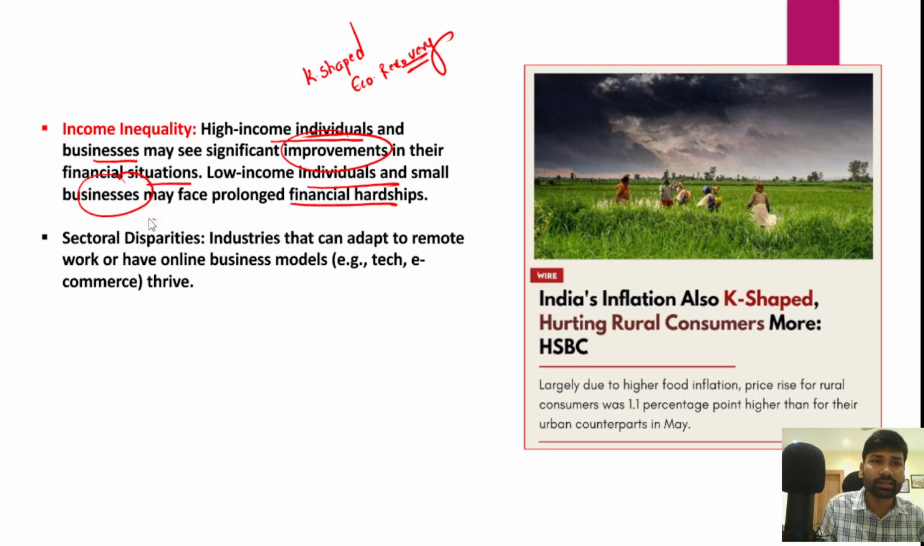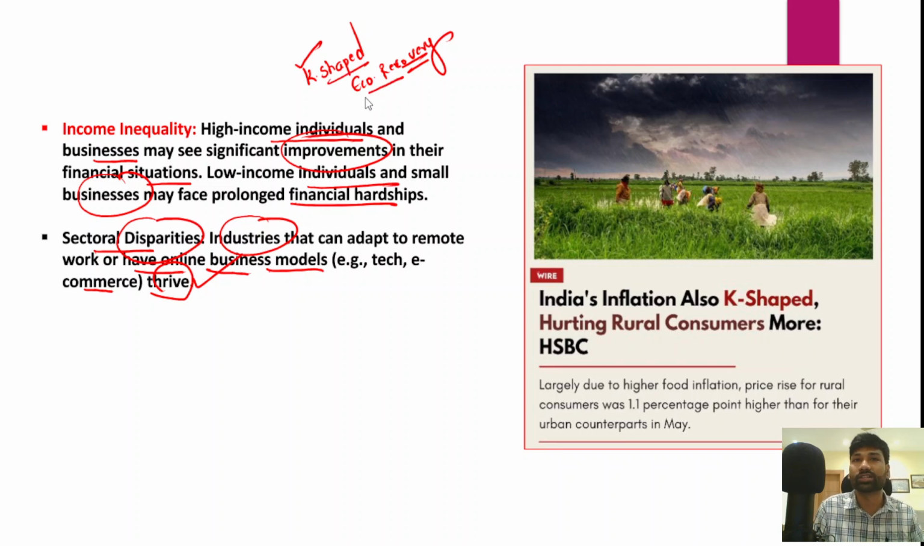However, there are some sectoral disparities also which are being caused by this K-shaped economic recovery. So of course, it is true, right? The K-shaped economic recovery results in sectoral disparities. Industries that can adapt to remote work and have online business models such as tech and e-commerce actually thrive over the industries which have a physical presence. So that is the K-shaped economy and its consequences.